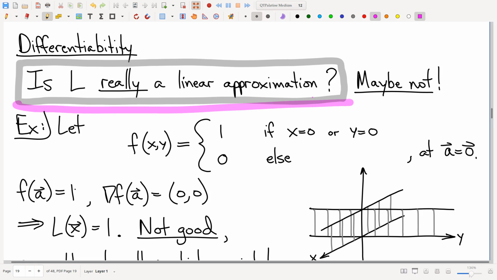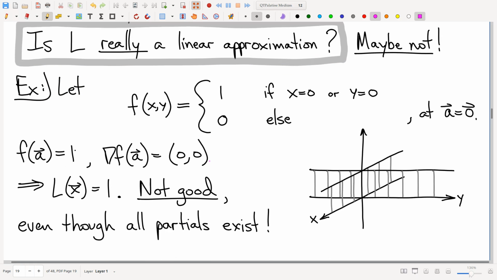How do I know that a linear approximation exists in a meaningful sense? What should it mean for something to be a linear approximation? I can write down a formula, but how do I know that formula is not garbage? Do I really like this formula I've written down? And if so, under what circumstances? So just to show you that this is something to worry about, let's look at this function down here.